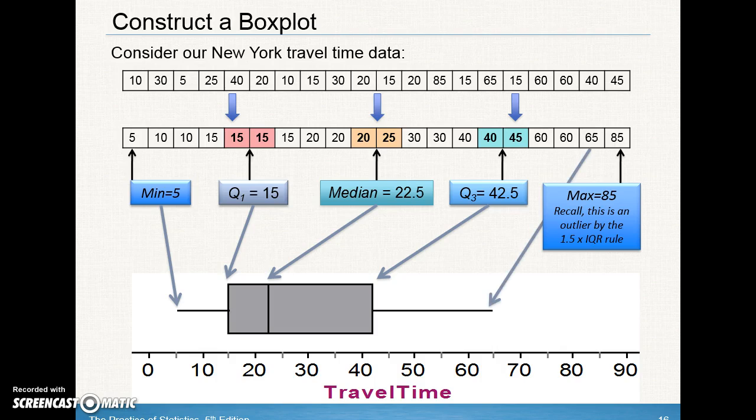Our maximum, recall that 85 is an outlier, so the line on the right only goes to 65, and then we put an asterisk, or in this case they put a different symbol, at 85. Okay, there we go. Box and whisker chart, box plot, in a nutshell. We will practice this a little bit.